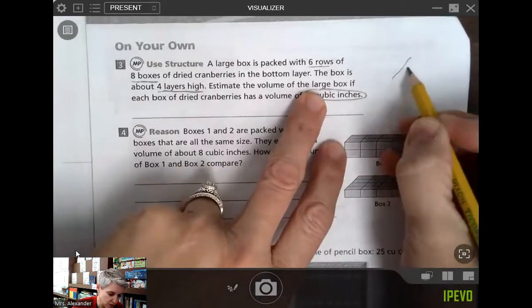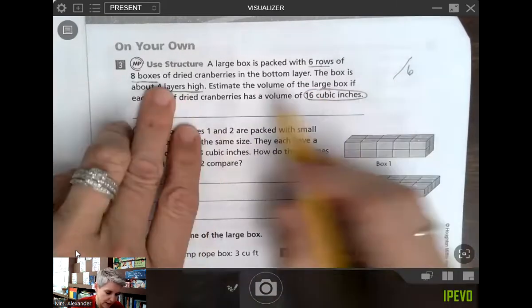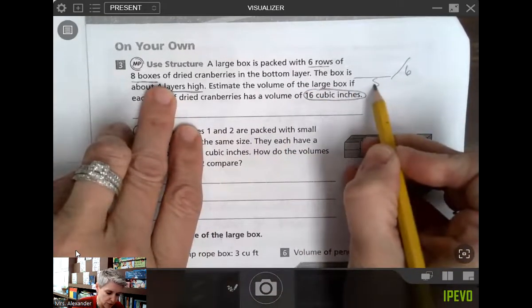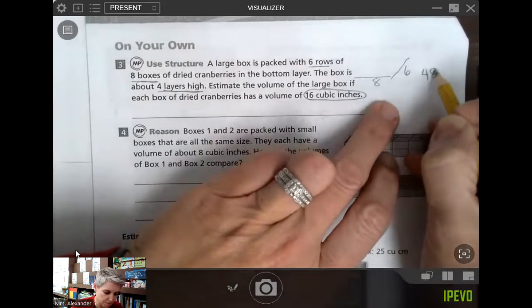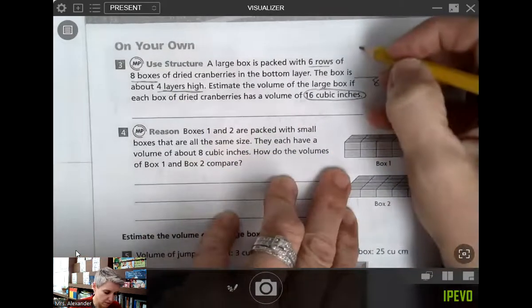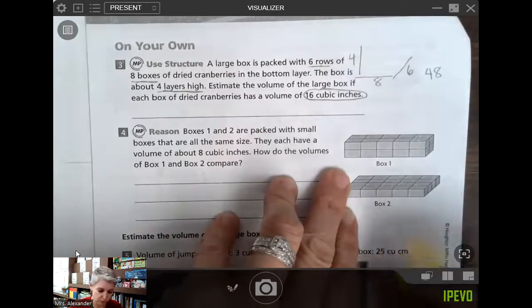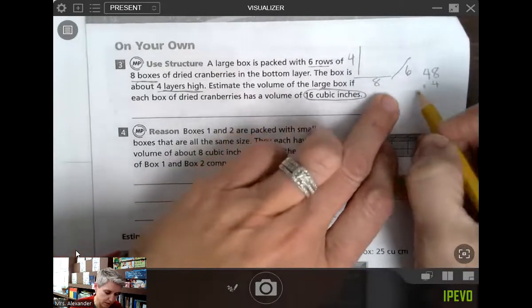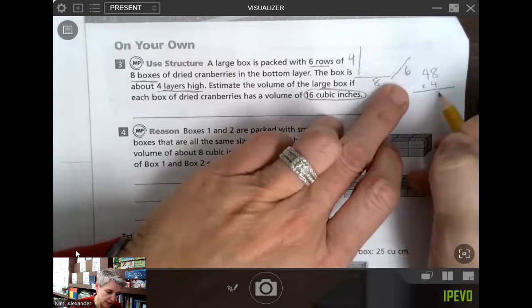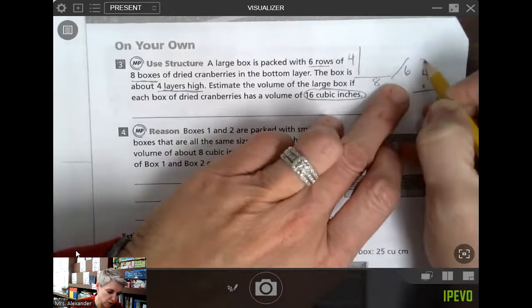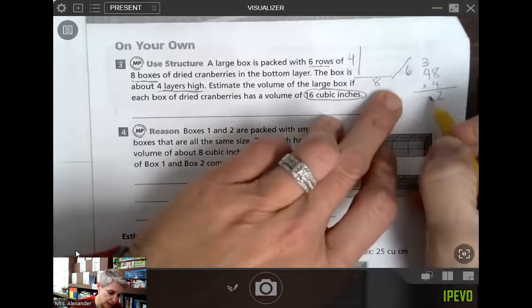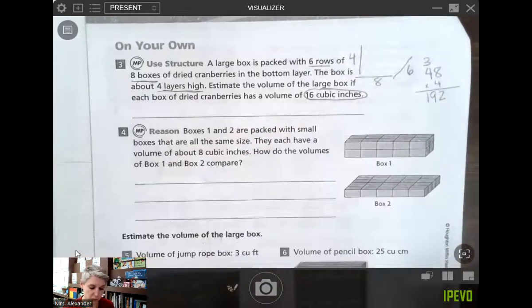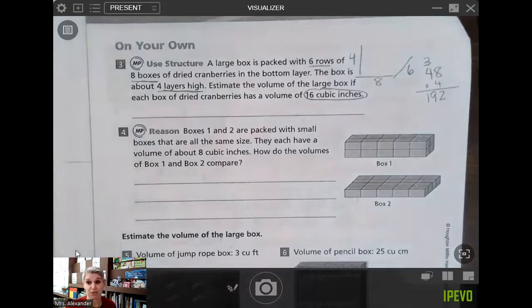Think about our rows. Going back that way, there were six, and there are eight boxes in those rows. So six by eight, that would be 48. And then they are four layers high. So 48 times four. Let's do that work. Eight times four is 32. Regroup. 4 times 4 is 16 plus 3 is 19. So that tells us we have 192 boxes of cranberries.